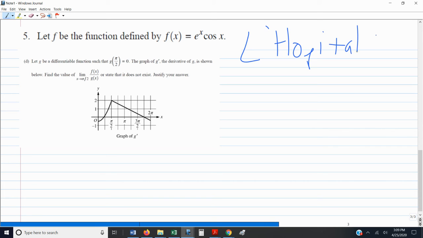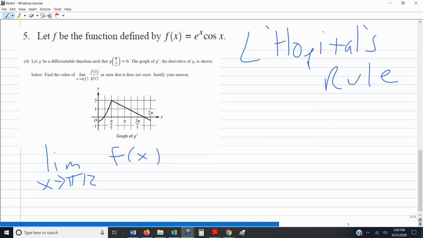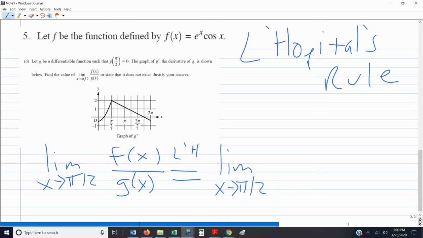So L'Hopital's rule, you are allowed to apply when you get that indeterminate form of 0 over 0. So we're going to write limit as x goes to pi over 2, f of x over g of x equals, and then I'm going to write L apostrophe H to show I'm applying L'Hopital's rule. I'm going to rewrite the limit statement. x is going to pi over 2. And then what do we do in L'Hopital's rule?